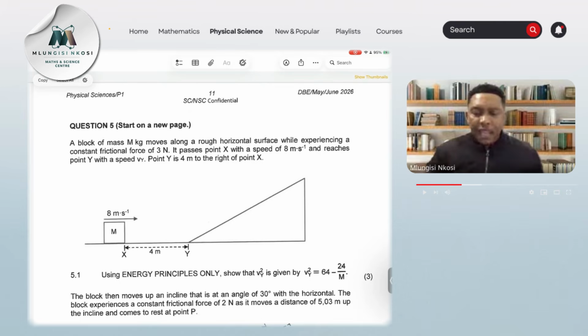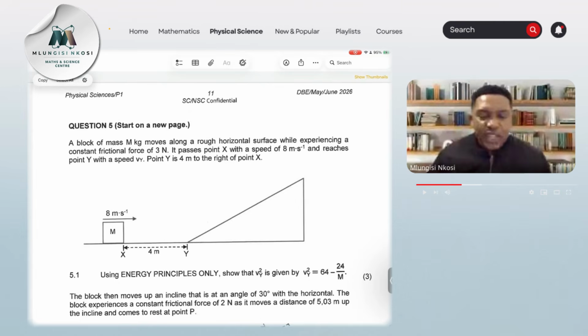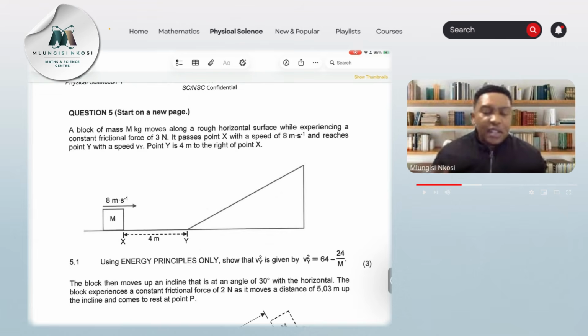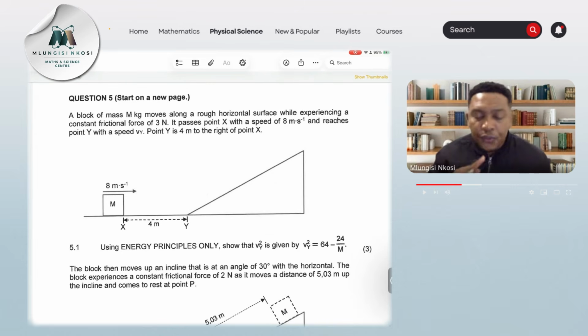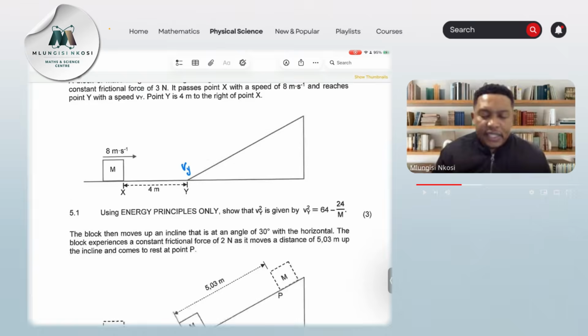Let's go back to the lesson. All right, let's get into question number 5. So they say to us, we've got a block of mass M that moves along a rough horizontal surface while experiencing a constant frictional force of 3 newtons. They say it passes point X with a speed of 8 meters per second and reaches point Y at a speed of Vy. So this would be point Y, and it has a speed of Vy over there. Point Y is 4 meters to the right of point X.